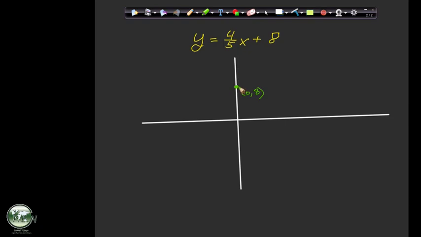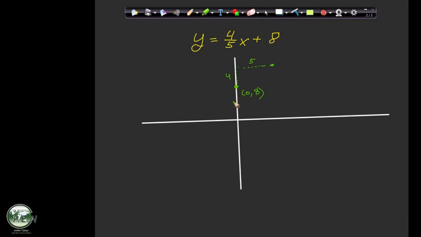So I go up about 4, and it should be about half of this, right? This is 8, half of it would be about 4. Then I've got to go over about 5, which is one more. So I'll just go up 4, over 5. Right, so I've got 2 points now.